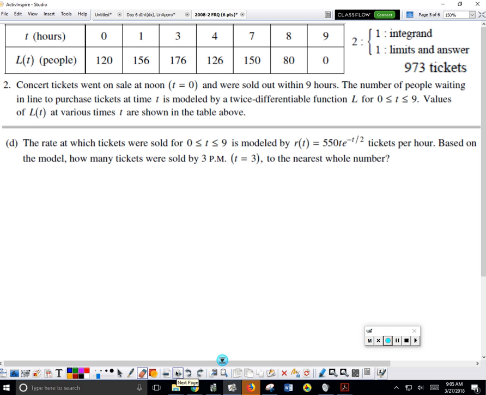The last one says the rate at which tickets are sold is right here. So this is the rate at which tickets are being sold per hour. Based on that rate, how many tickets are sold? That's the fundamental theorem. If you integrate the rate at which tickets are being sold from 0 to 3, you're going to compute how many tickets were actually sold. So you write down this, you have to round to the nearest whole number to get the point.